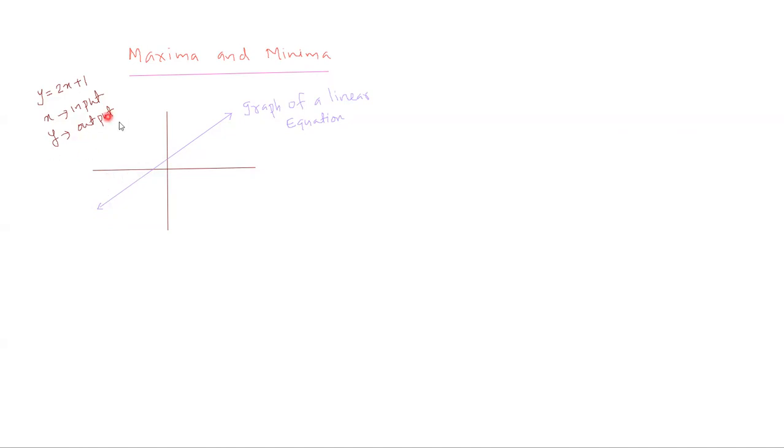The y value, that output value, is known as the function value. x is the input. So here you can see that when we are moving towards the left, the graph is going down. It is a straight line, it is going to infinity like that. So there is no minimum value for this function.